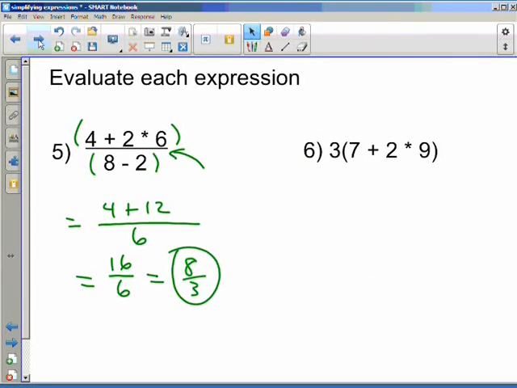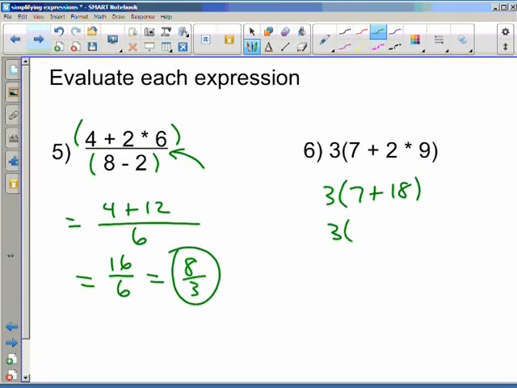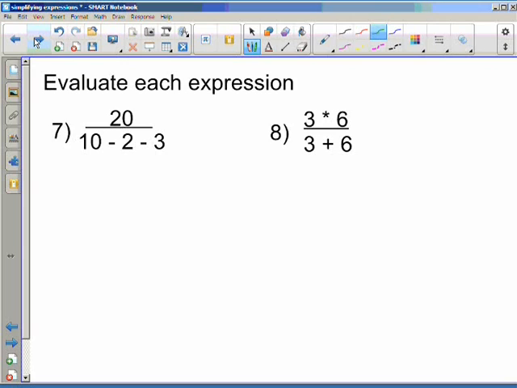All right. Long parentheses there. We're not going to add first. We're going to multiply. And now 7 plus 18 is 25. We get 75. Why don't you try these on your own, and then I'll go through and give answers. Go ahead and hit pause, try them both, and then when we come back, I'll go through them.